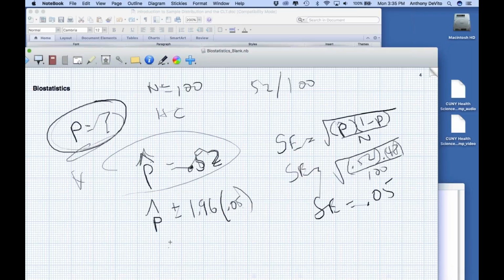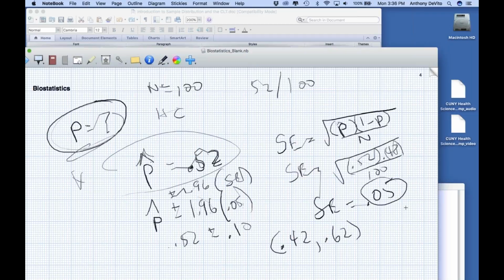So I'm going to call this 2 times 0.05, which is 0.1. So it's going to be 0.52 plus or minus 0.1, which is 0.42 to 0.62. You subtract 0.1 from 0.52 or add it to 0.52. So where did you get 0.05? 0.05 was the standard error, right? This is P cap plus or minus 1.96 times the standard error, and this is the way I calculated the standard error for a proportion.